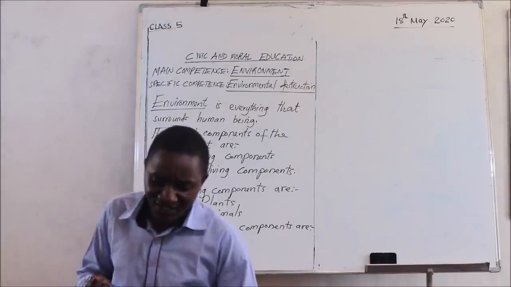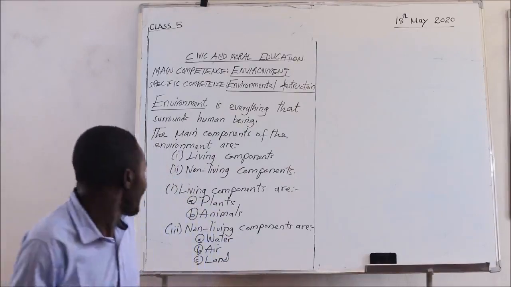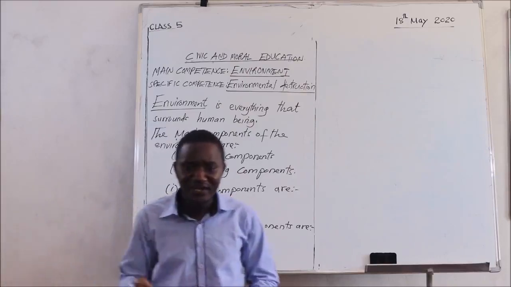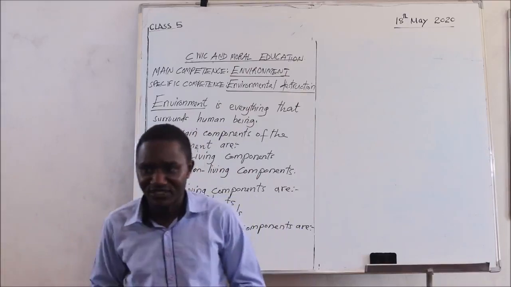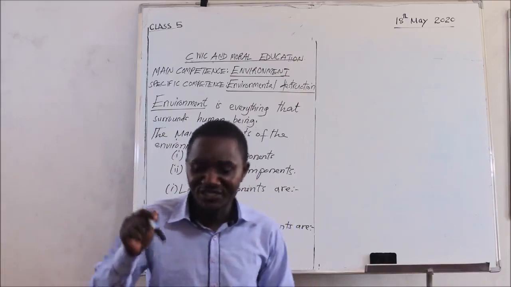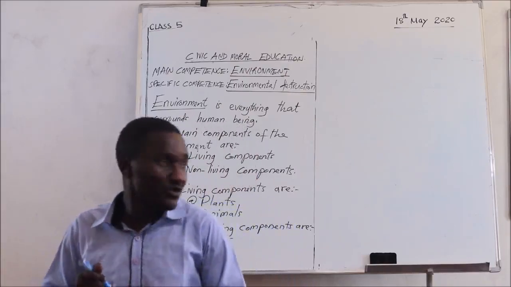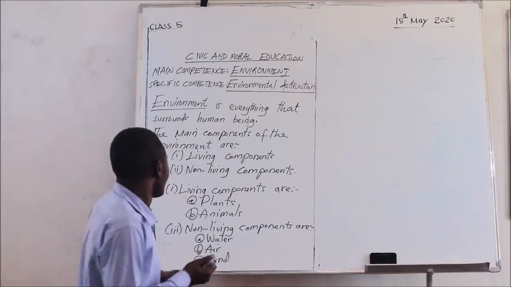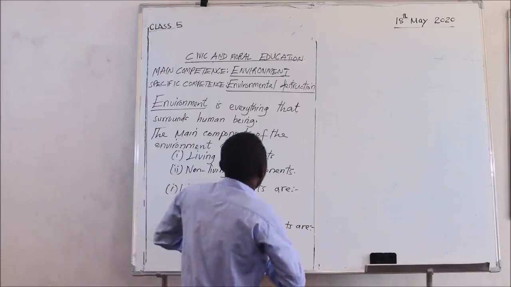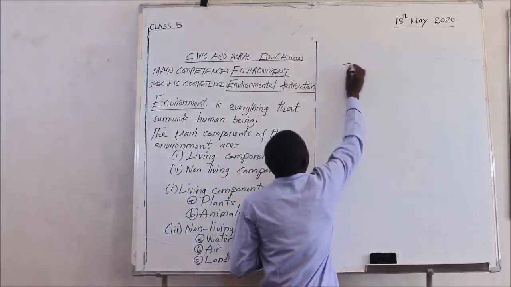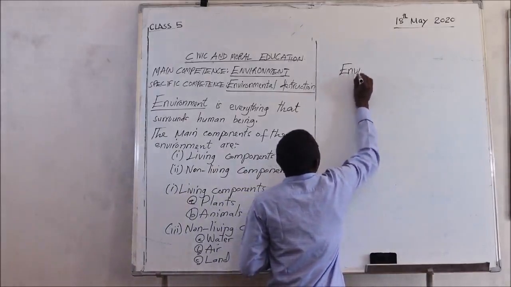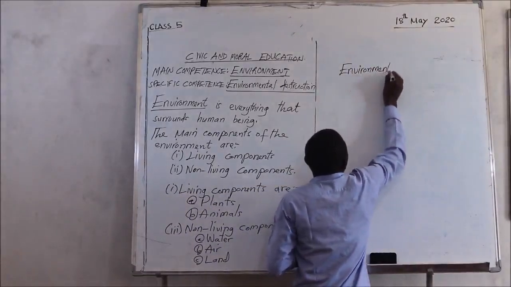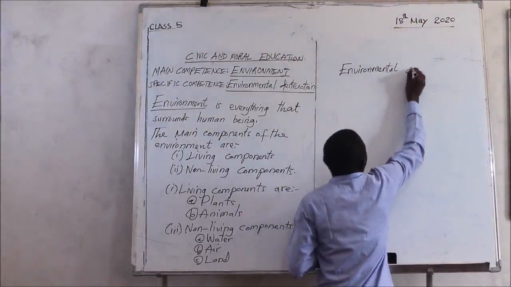Although we depend on these components, sometimes we destroy the environment while we depend on it. So let us go to see the ways of destroying the environment. It means that we are going to look about environmental destruction.